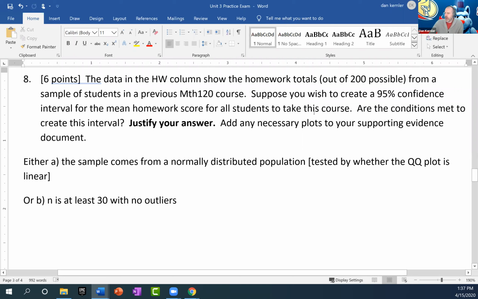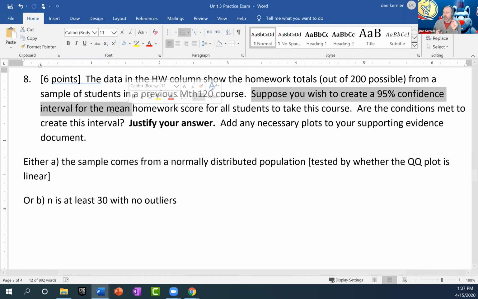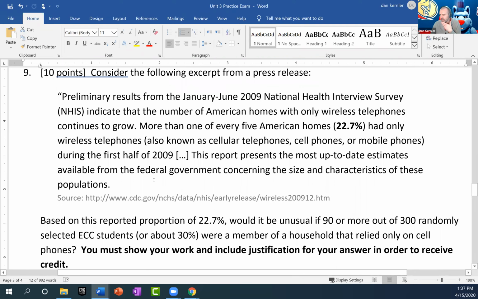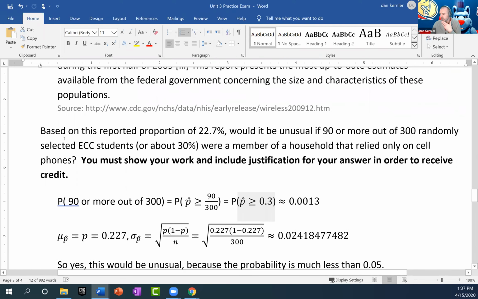So the key here is, suppose you wish to create a 95% confidence interval for the mean. Because this is a mean, on your formula sheet you want to write the conditions for the mean: either it comes from a normally distributed population, or the sample size is at least 30 with no outliers. Those are the conditions for a mean. And then for a proportion, we haven't done one of those yet. I don't think there's, we should have checked it here, I suppose.